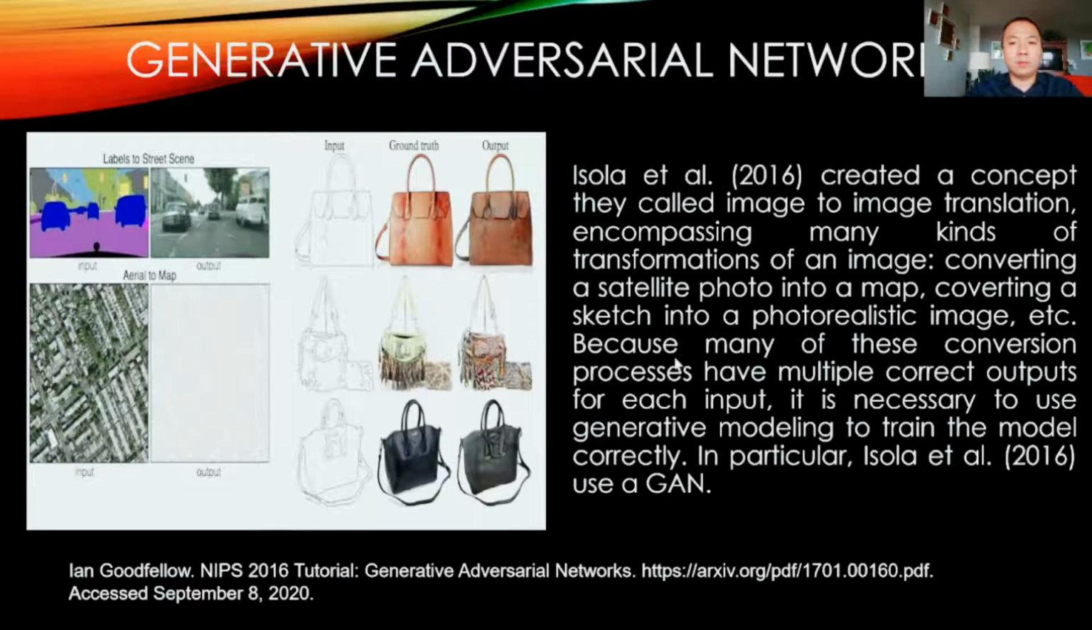Because many of these conversion processes have multiple correct outputs, it is also necessary to use generative models to train the model correctly. So the next question that we will be asking here is about the ground truth, the discriminator. I think this is one of the weaknesses of this model: it's only able to create images based on what you've shown, based on what the generator is creating, or what the discriminator is showing with the generator.